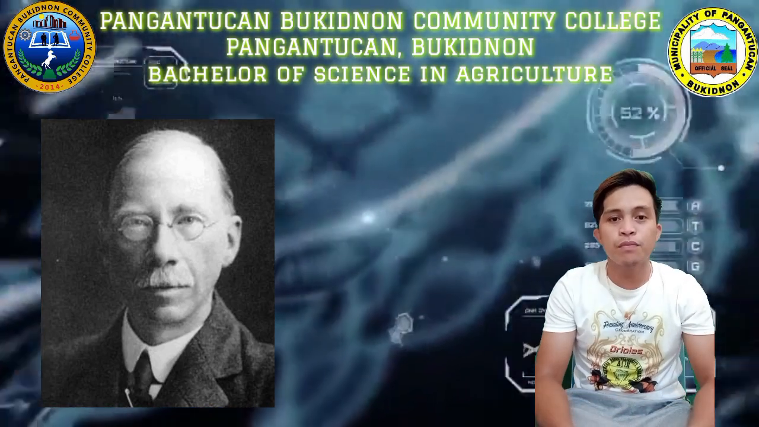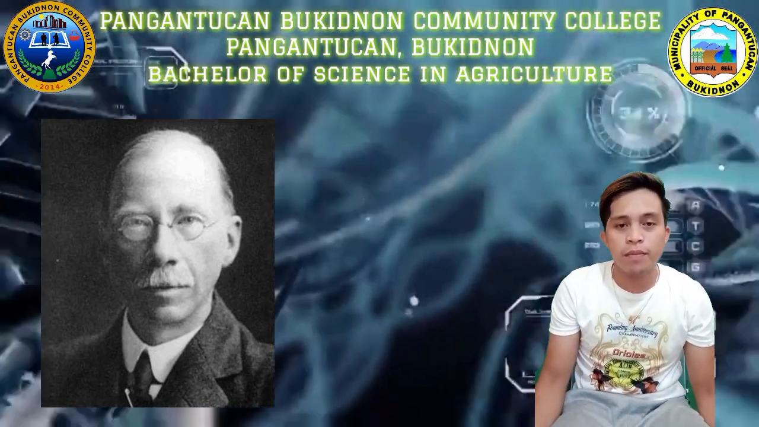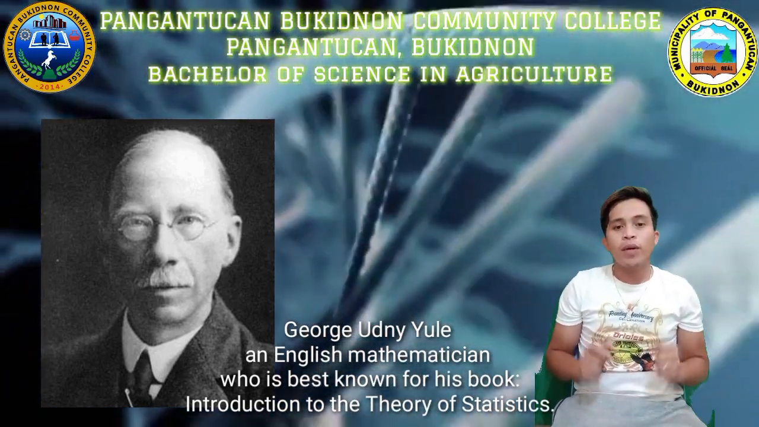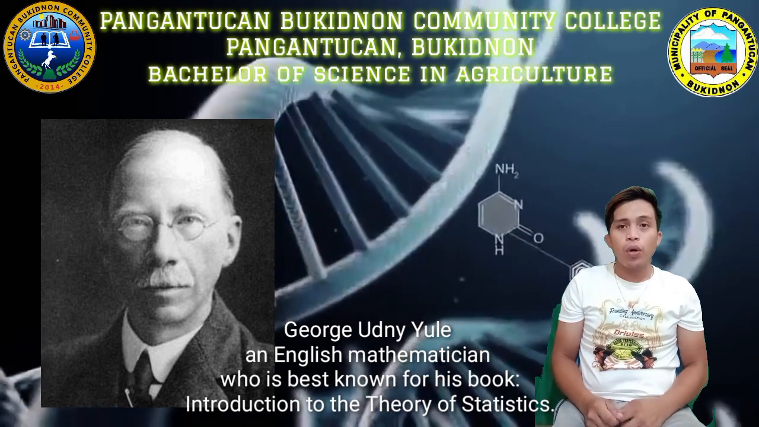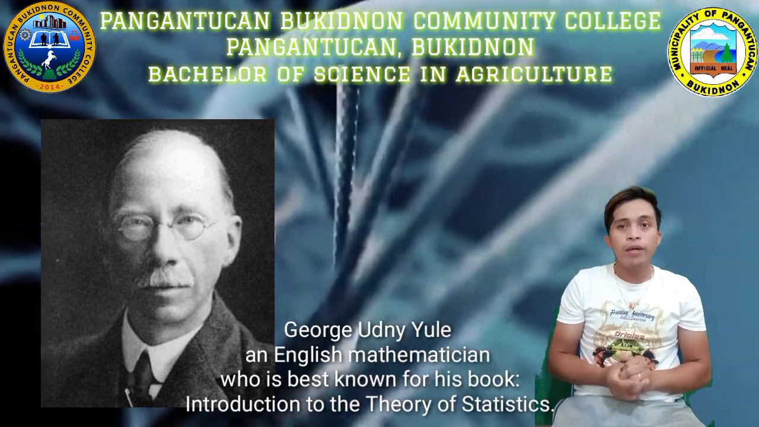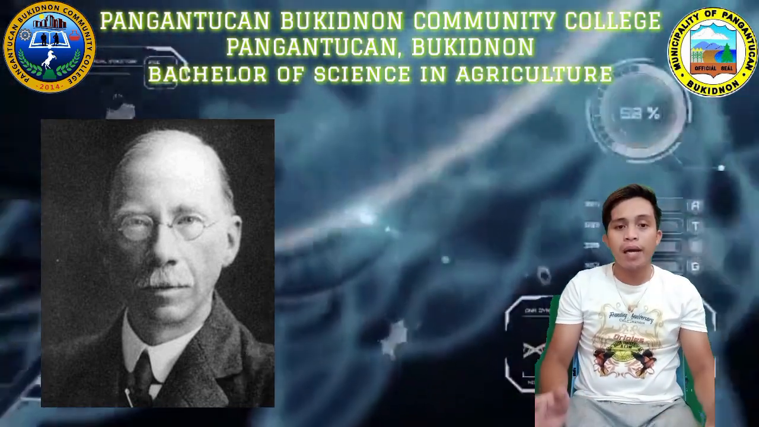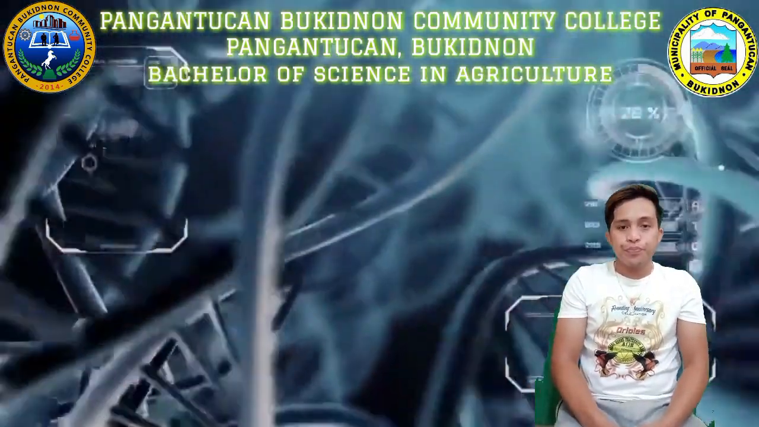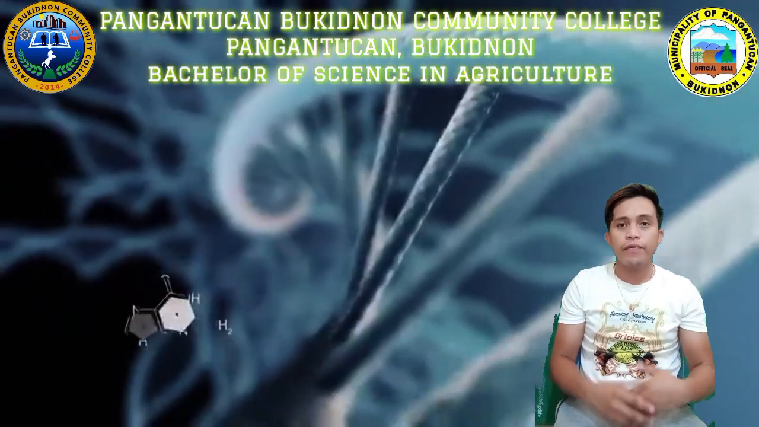So this is George Udny Yule, a British mathematician. According to him, in 1903, he suggested that quantitative characters are controlled by many genes, or cumulative genes, or multiple factors, or polygenes, a term coined by Mather. So this is Kenneth Mather.